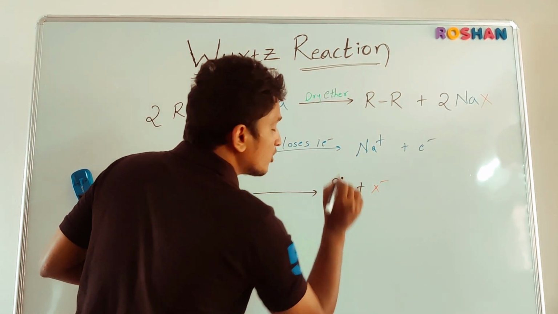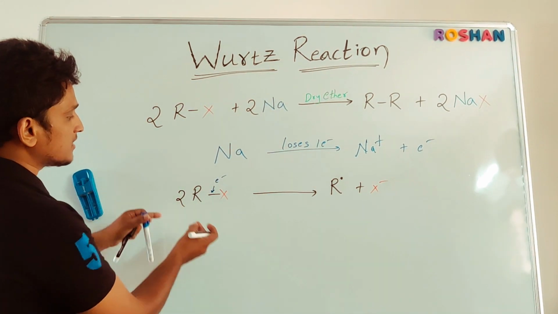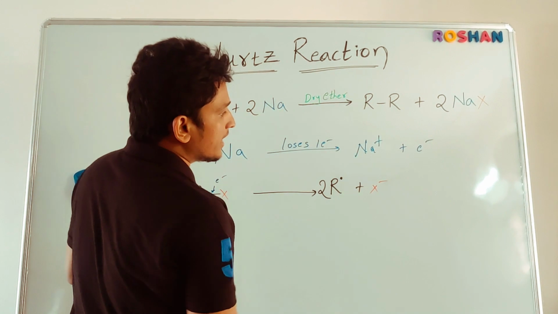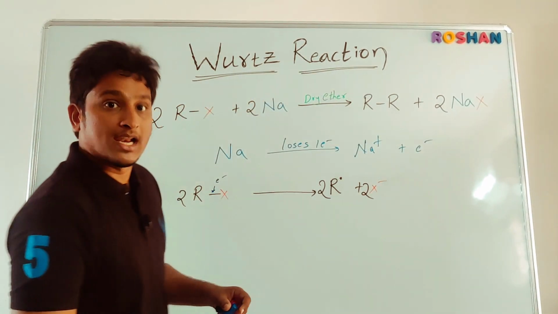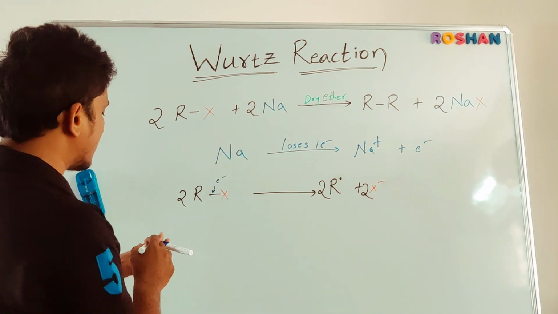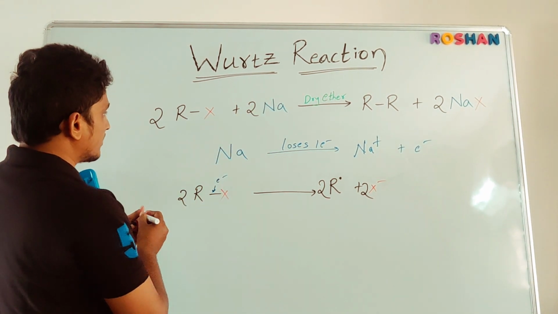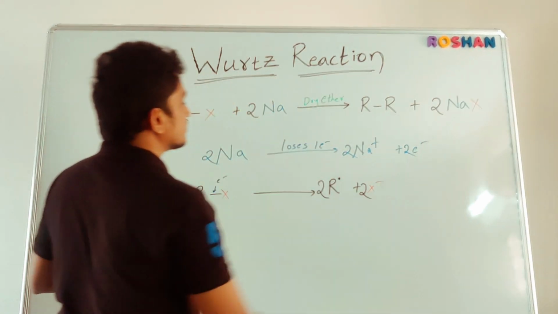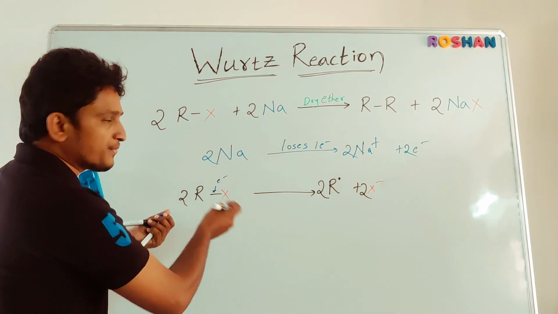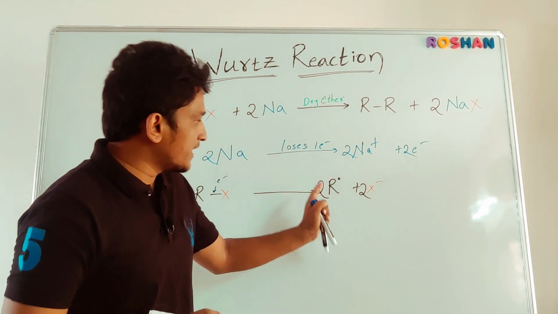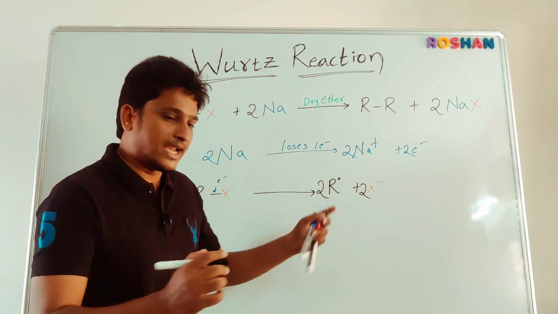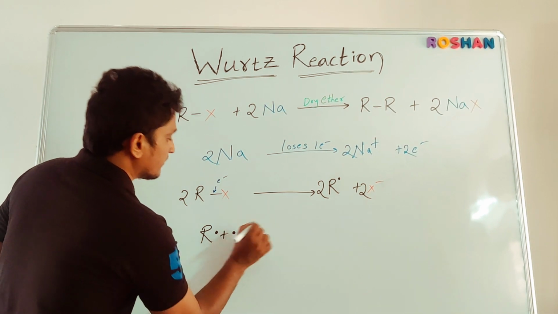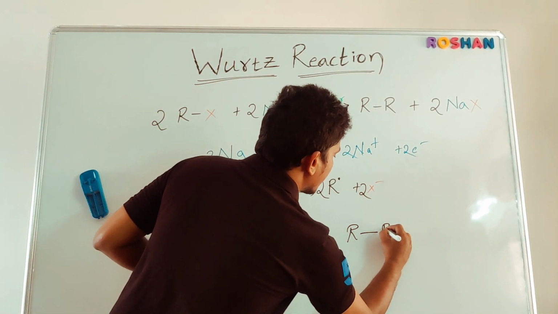So what's the remaining part which is left in this reaction, students? R dot. R dot means R free radical. You can see there are 2 moles of alkyl halides. When they dissociate, we'll get 2 moles of alkyl radicals and 2 moles of halides. Also, we started this reaction with 2 moles of Na, so we'll get 2 moles of Na+ ions and 2 moles of electrons. These 2 moles of electrons influence 2 moles of alkyl halides. Now these alkyl free radicals, which are highly reactive, combine with each other and form the respective alkane.